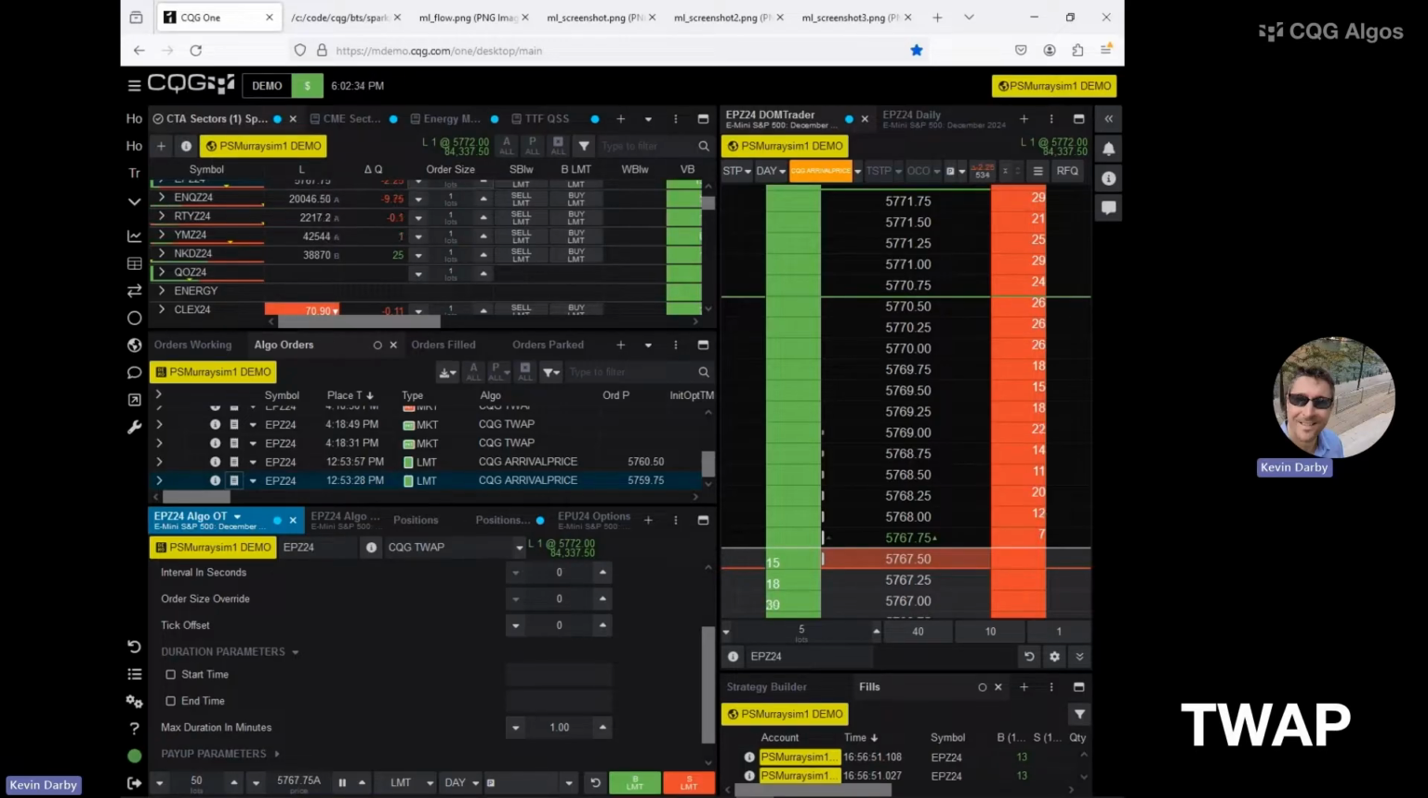TWAP is an algo that lets you trade over time. It stands for time-weighted average price. There are several standard parameters for TWAP, an important one of which is max duration, or you can set a start and end time. Users can also specify wake intervals and override child order sizes. Here we'll send a vanilla 50-lot 1-minute TWAP for E-mini S&P futures.